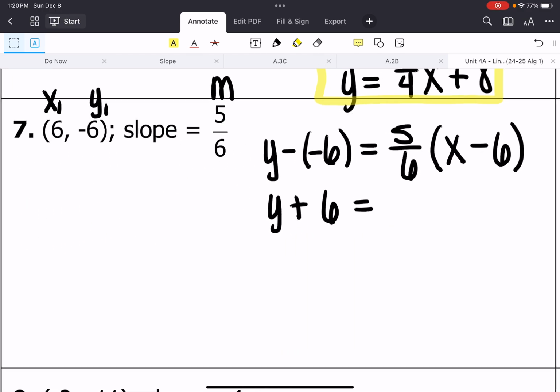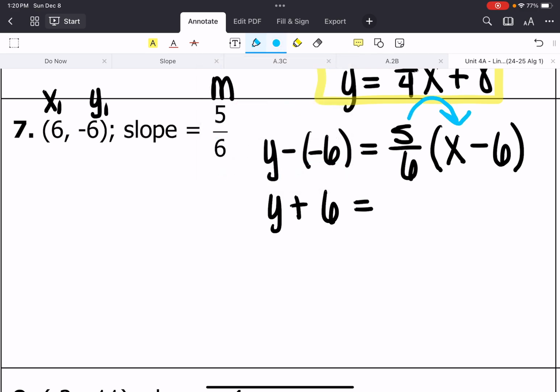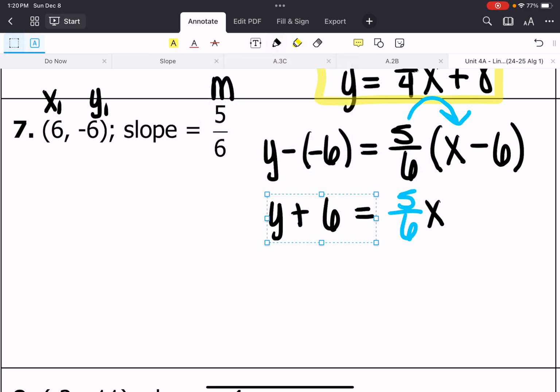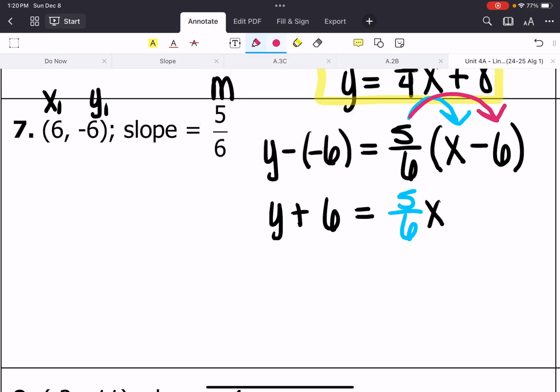From here, let's go ahead and do our distribution. Rainbow, 5/6 times x. Well, that just gives me 5/6 of x. And then 5/6 times negative 6. And positive times a negative is going to give me negative. And this is going to be negative 5.